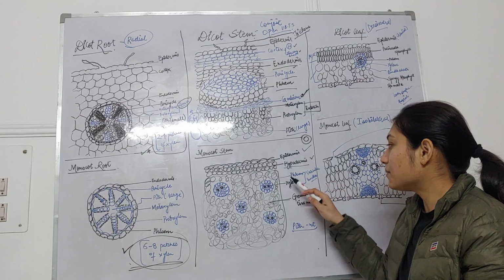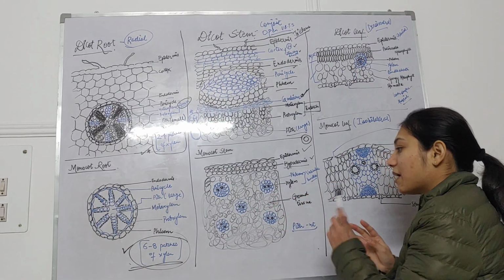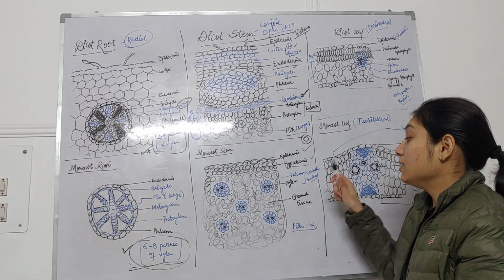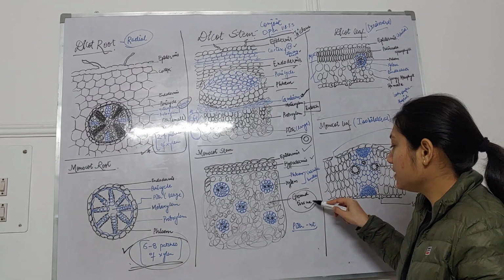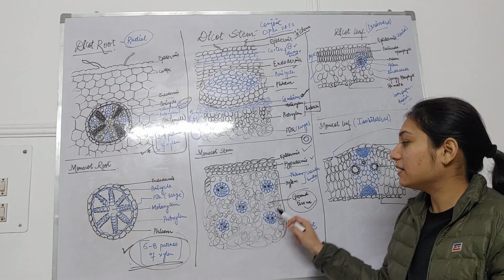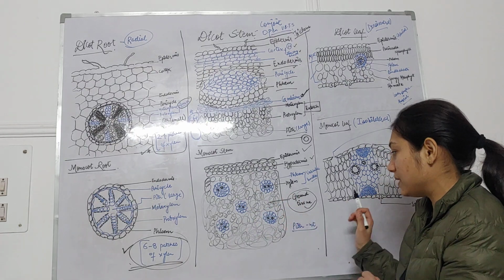Then vascular bundles are present in the form of scattered patches. Here cambium is absent and pith is also absent. Only ground tissue is present, where ground tissue is present everywhere, and vascular bundles are scattered here and there in the form of patches.